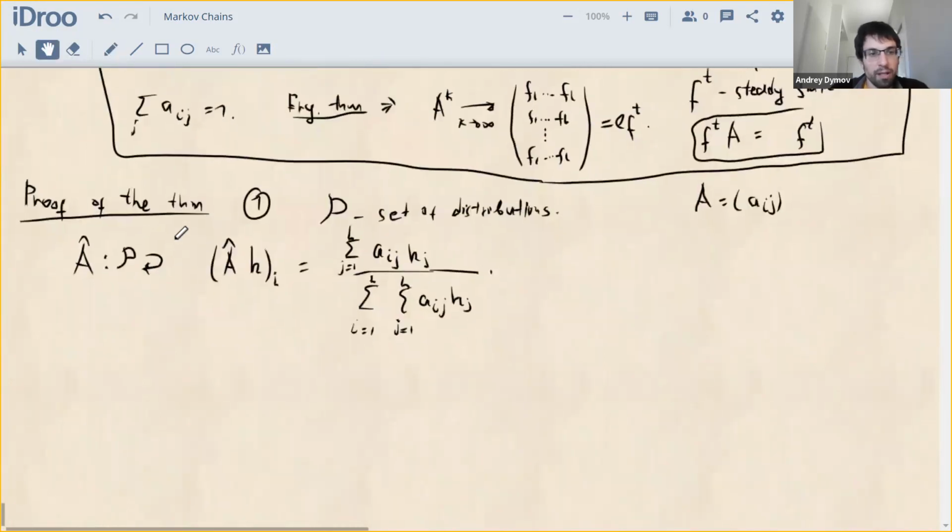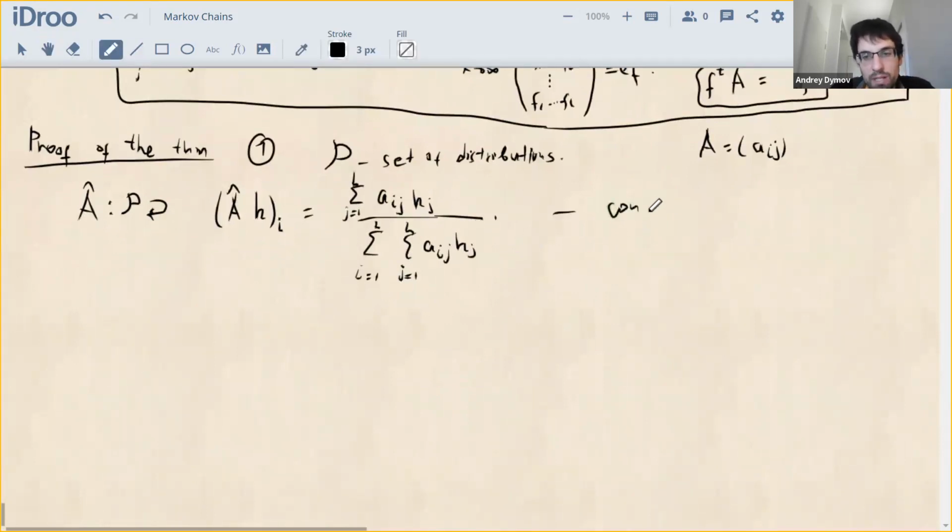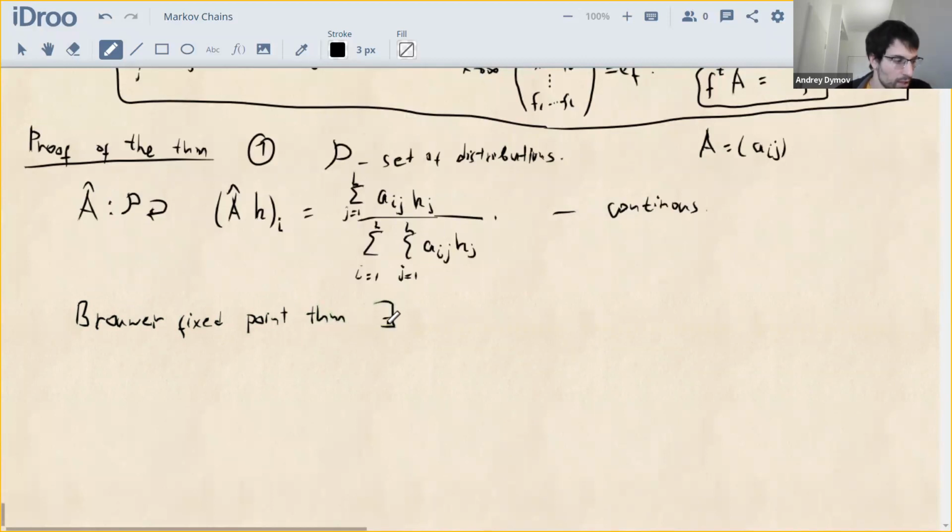Clearly A hat is a continuous mapping. It is not linear, because you have this denominator, but it is continuous. So this is a continuous mapping of a compact set to itself. Then by the Brouwer fixed point theorem, there is a vector H from rho such that A hat maps this vector to itself.